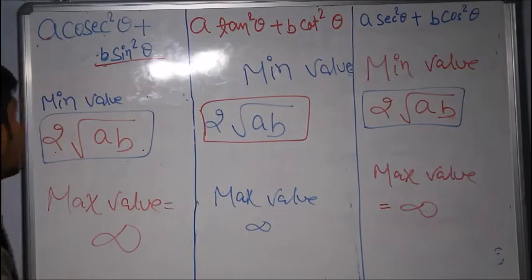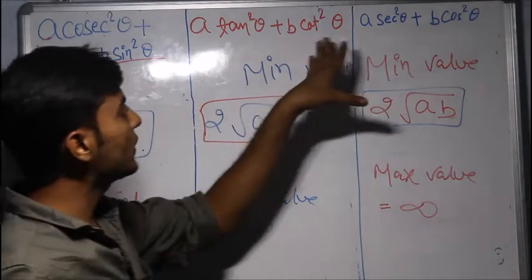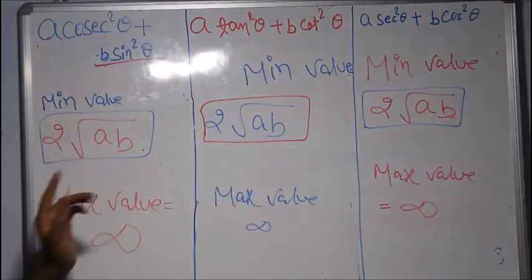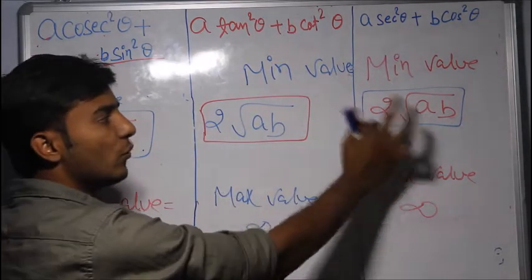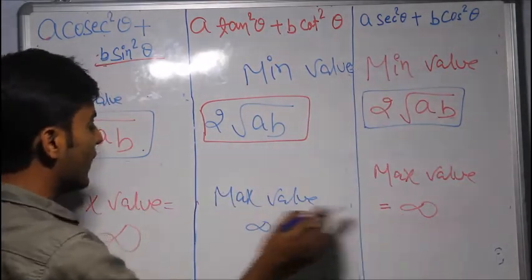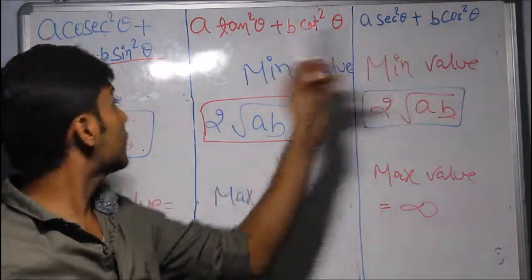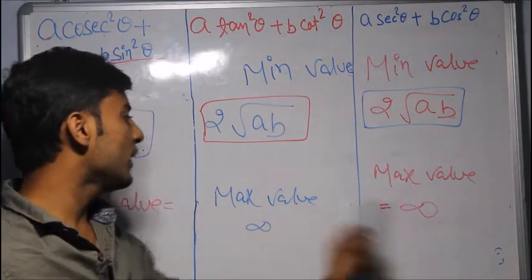So friends, our next format is cosec square theta, sin square theta, tan square theta, cot square theta, sec square theta, cos square theta. In this case, in all these formats, the formula for minimum value is simply 2 root ab, 2 root ab, 2 root ab. For maximum value, infinity, infinity, infinity. Because if you see the maximum value of tan, cot, sec, cosec, it is infinity. That's why the maximum value in all these formats will be infinity.